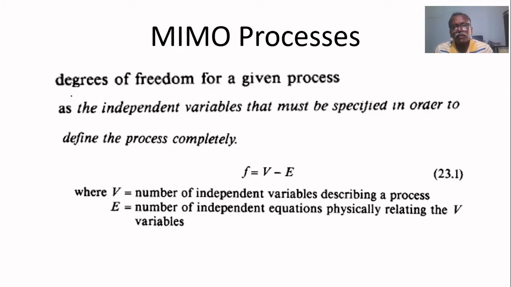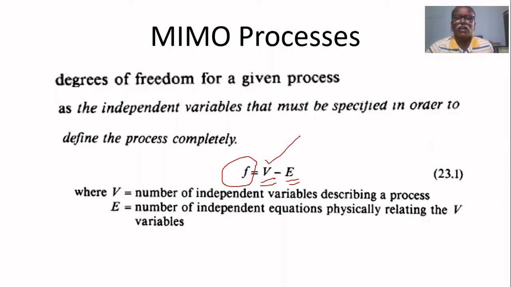That's why degrees of freedom means how many independent variables we can find. That is, the degrees of freedom F is equal to the number of independent variables minus the number of equations that relate those independent variables. That is called degrees of freedom.